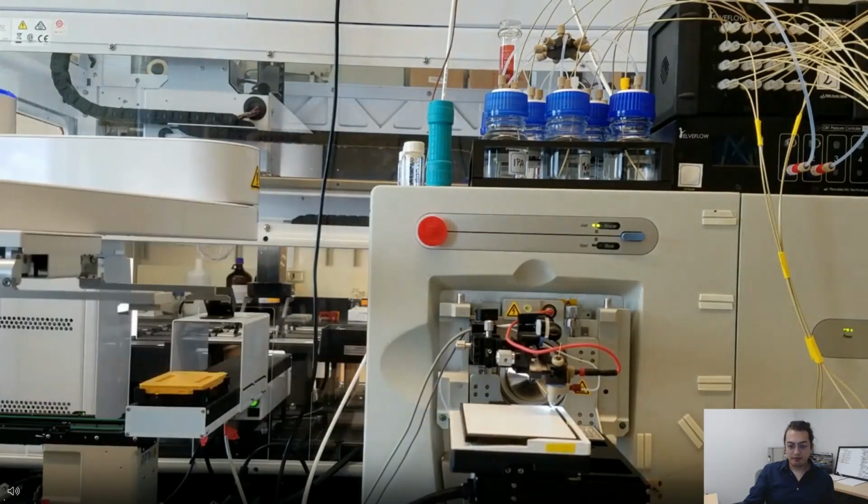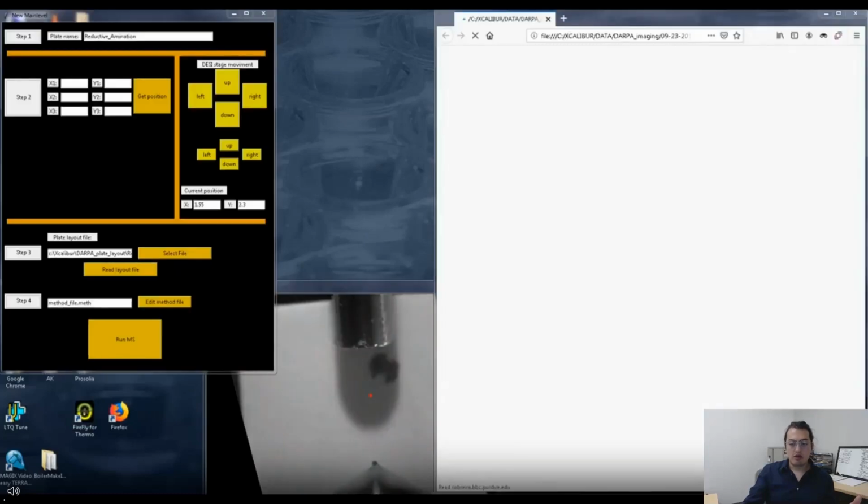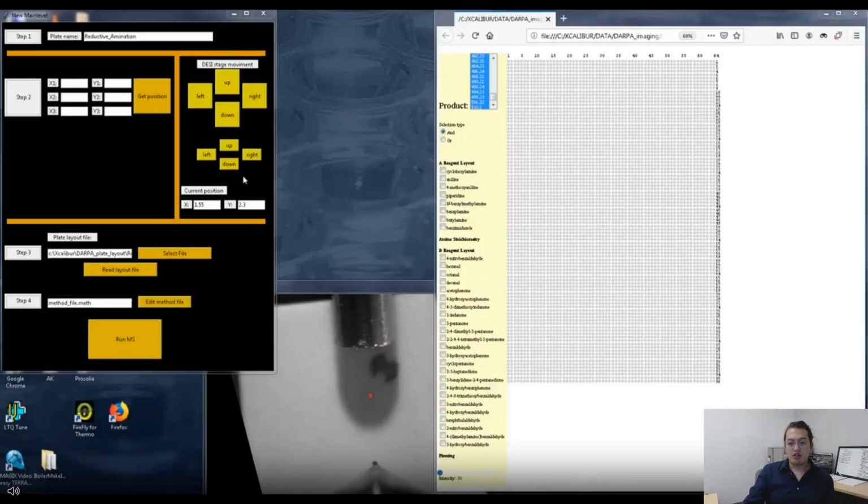Now we're seeing the screen of the computer that is connected to the mass spectrometer. So the first step is going to be calibrating the positions of all these samples, and this can be done automatically with image recognition software, but here it's done manually.